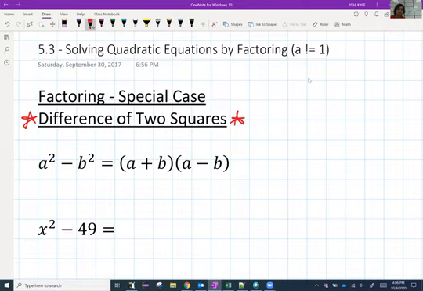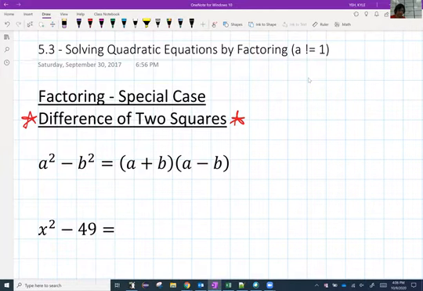If we are factoring and our starting quadratic equation is one perfect square minus another perfect square in this general form that I have written here, a squared minus b squared, we can always factor it to be a plus b times a minus b. The square root of the first thing plus the square root of the second thing, and the square root of the first thing minus the square root of the second thing.